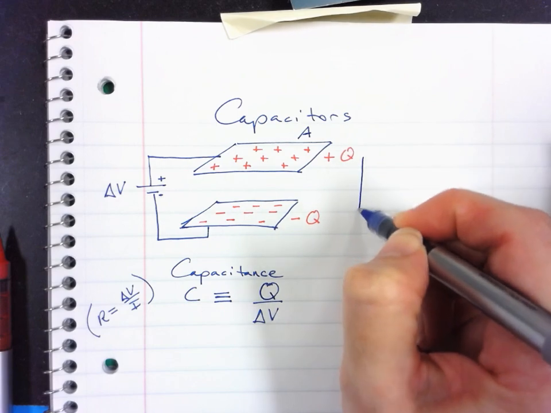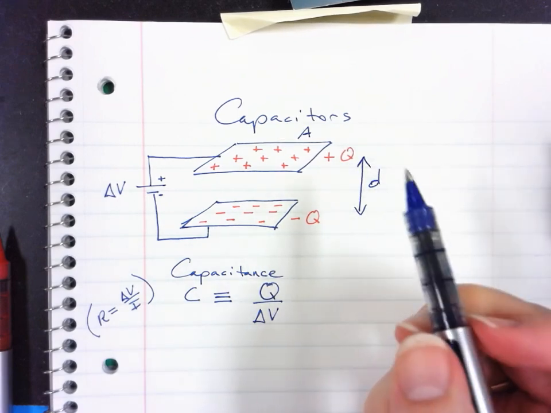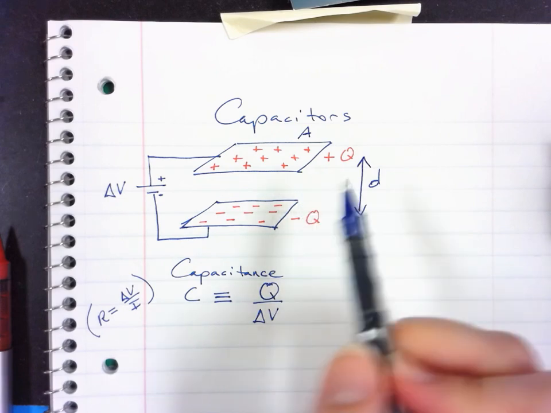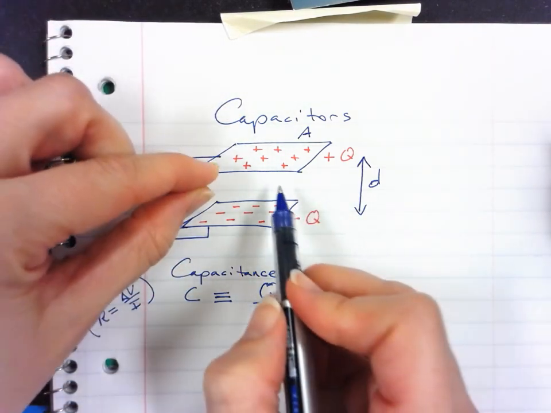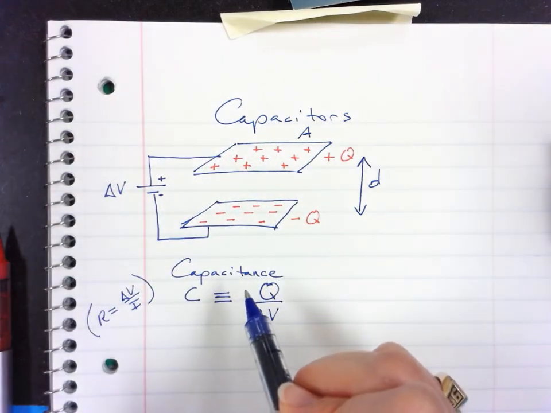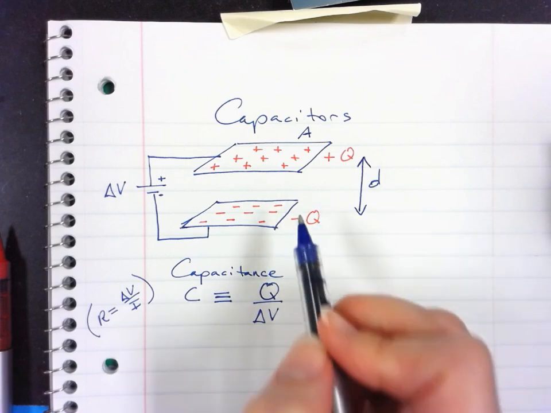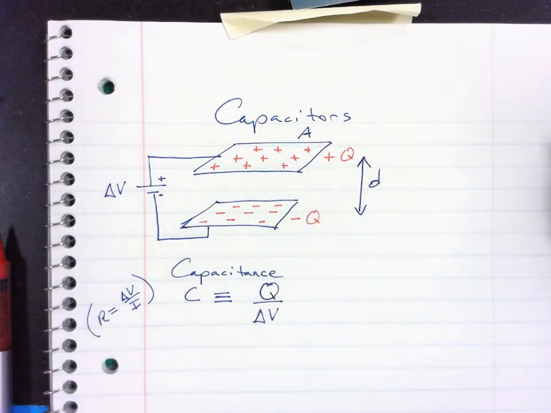Also, the distance between the two plates matters, because the smaller the distance between the two plates, the more they attract each other, which pulls more charge around. So for a really large capacitor, you want large plates and a small distance between them.